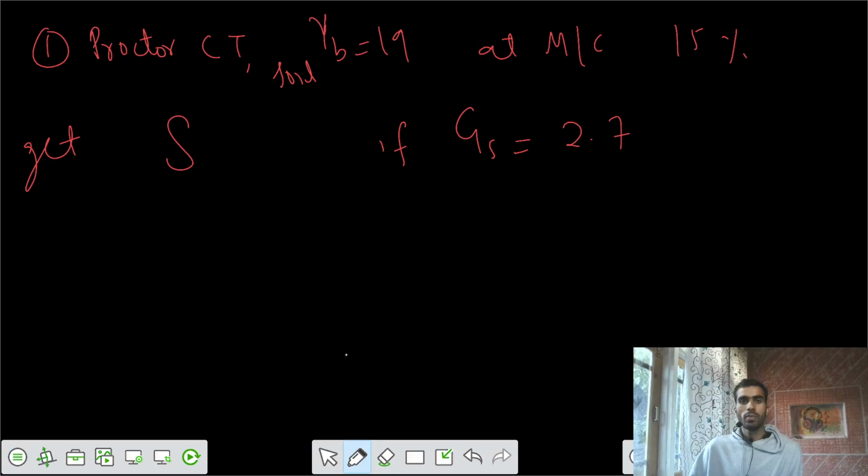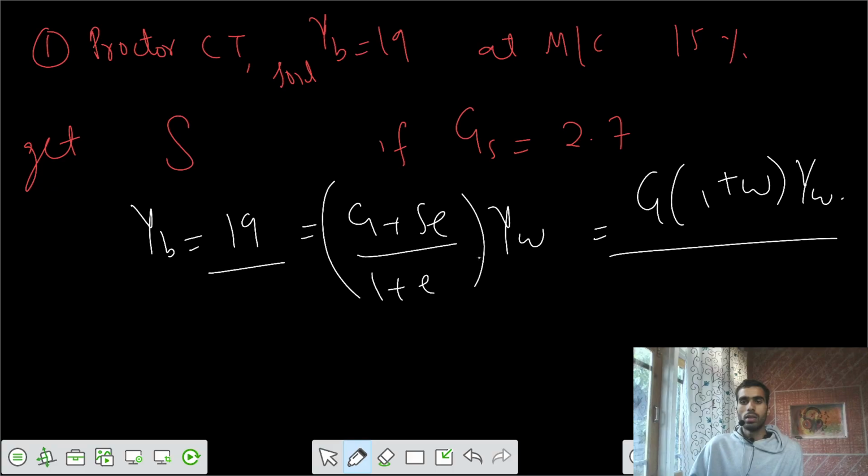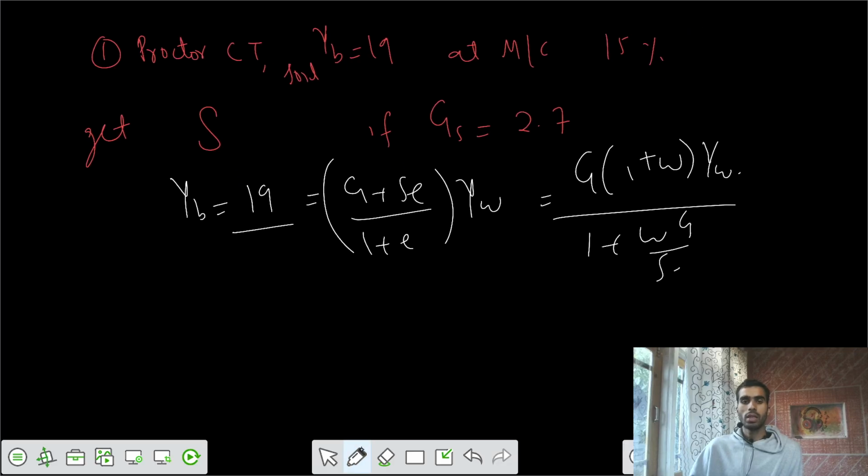Can you get the answer? So I can write gamma bulk is 19, and that is equal to (G plus SE) divided by (1 plus E) times gamma W, and that is actually G(1 plus W) gamma W divided by (1 plus E). In this way we can write. Can you get the value of S from this equation? I think we can. So S is equal to 0.671.